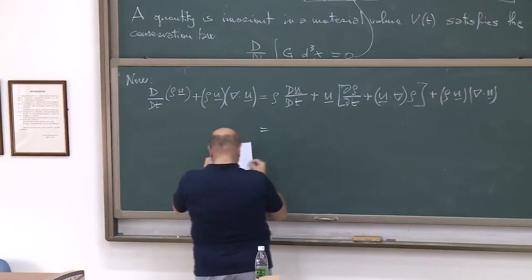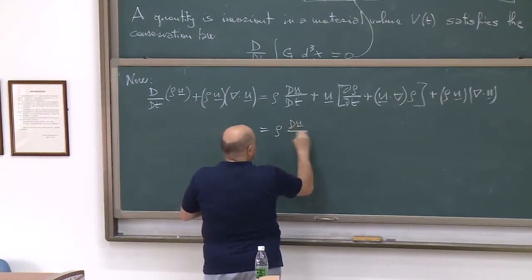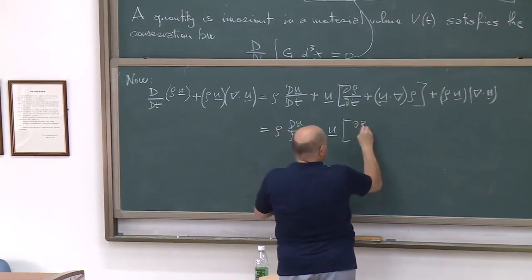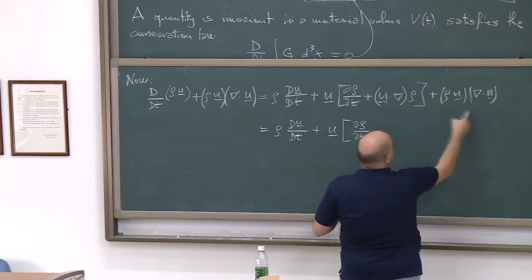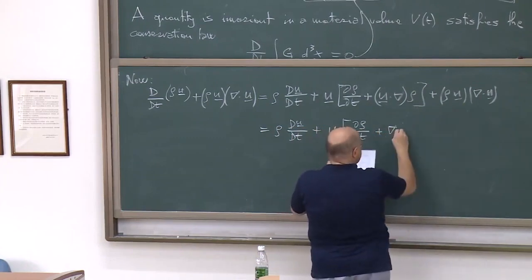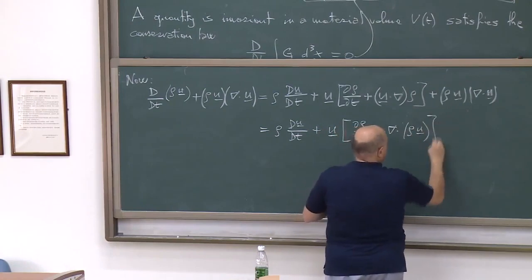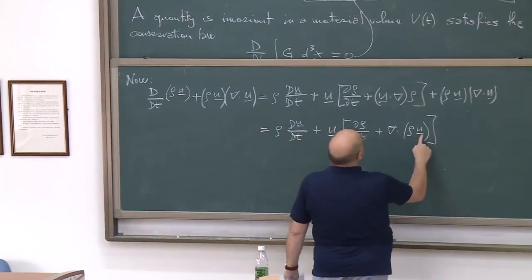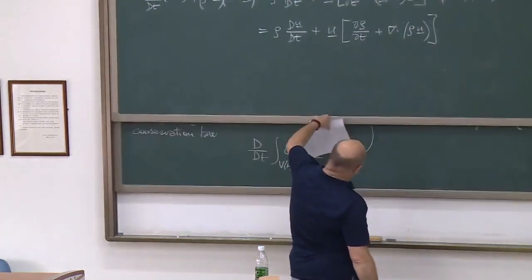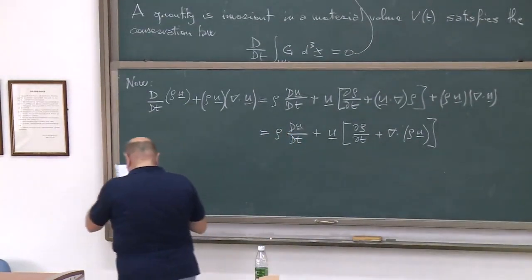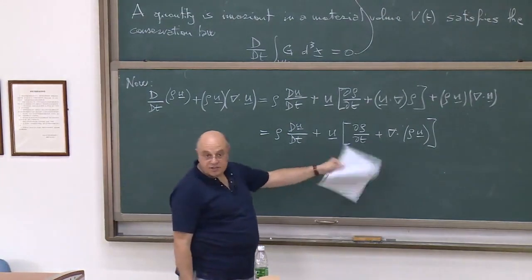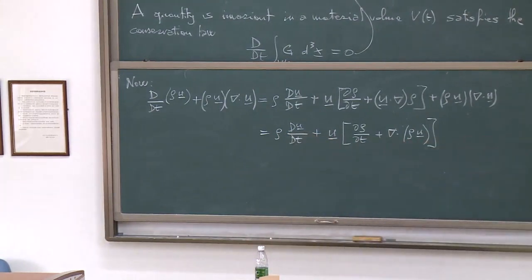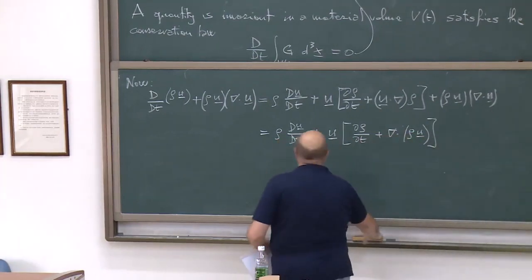Okay, so here we are with rho du/dt plus u that multiplies d rho/dt. And then we work this out into this quantity, the divergence of rho u. And as you recognize, d rho/dt plus the divergence of rho u, I probably deleted it, is a quantity that is due to mass conservation zero. Okay, so we get to the result. Okay, I'm sorry, I just deleted that.